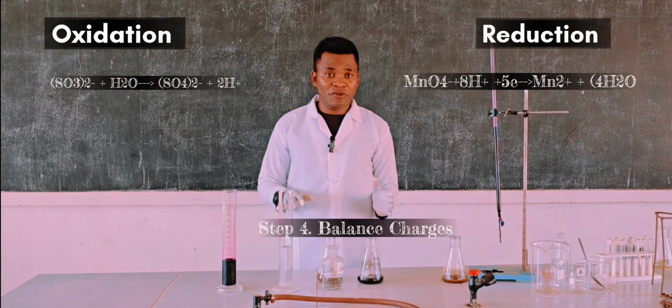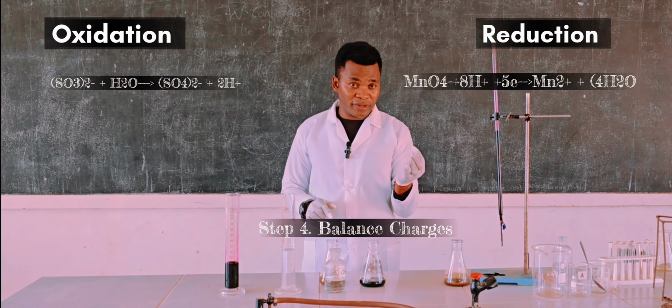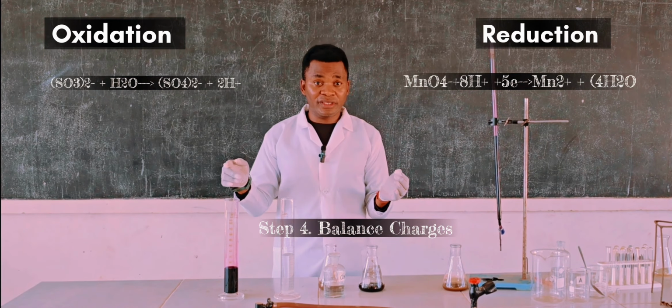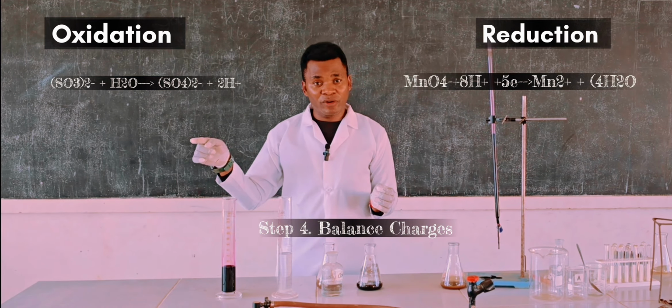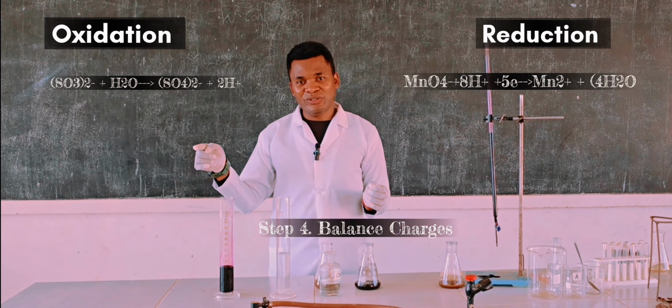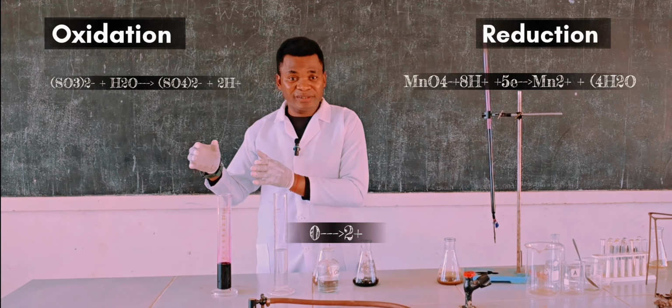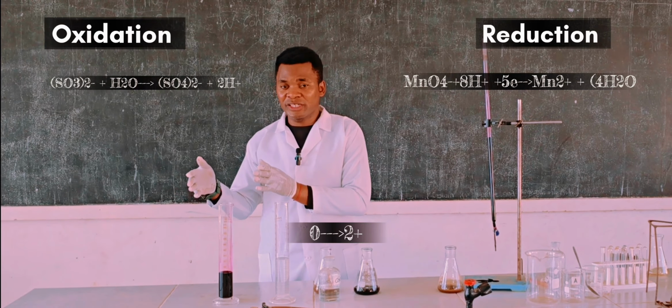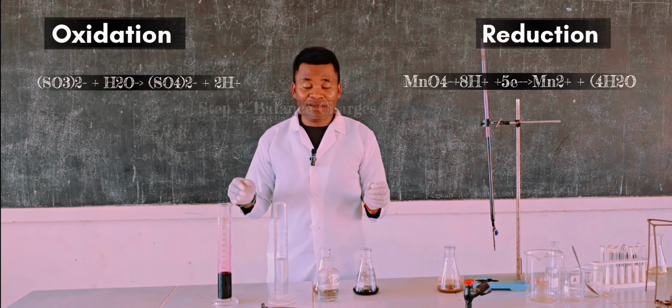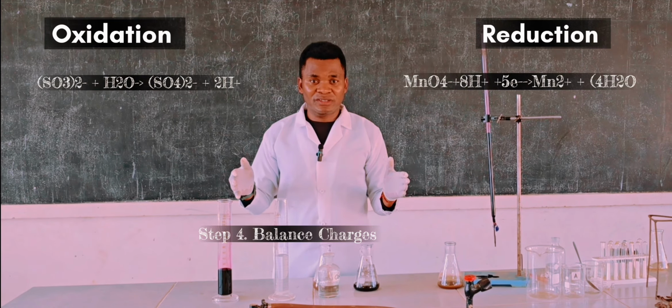When I go to the oxidation equation, I can see I have -2 on the sulfur and -2 on the sulfate here, balanced well, but there I have +2 from the hydrogen ions. So this side is more positive by 2. I'm supposed to add 2 electrons to this side to make it balanced well. Now it's okay. All things have balanced well.